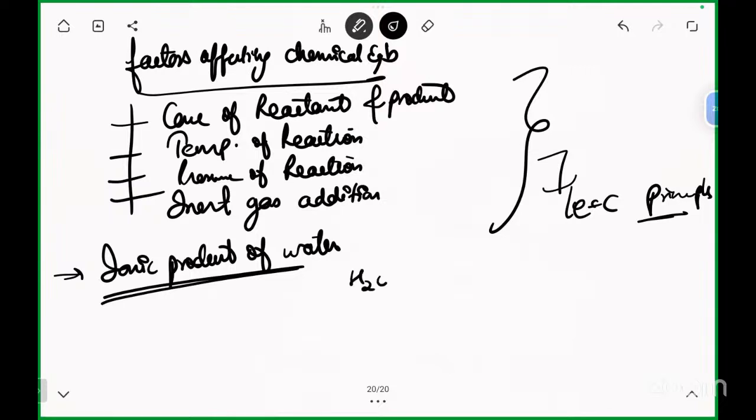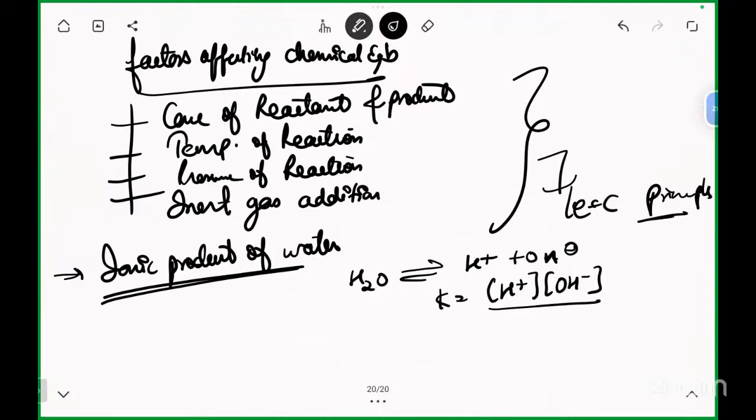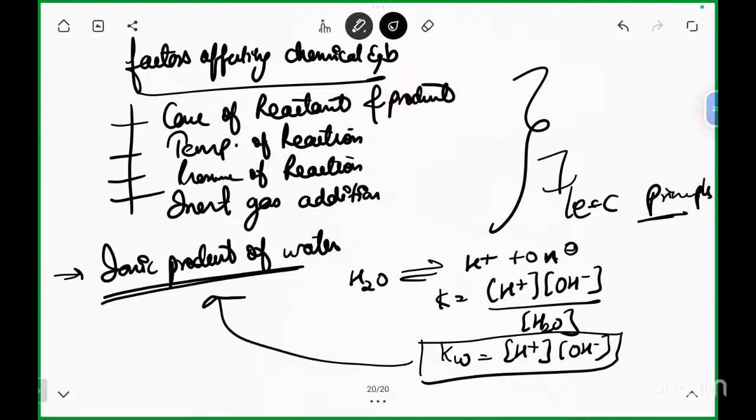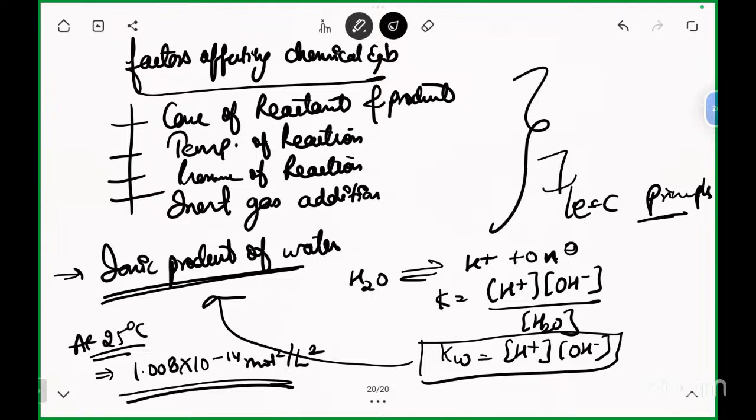If I break H2O, it will dissociate into H positive and OH negative. So if I write the K value, it will be the molar concentration of H positive into the molar concentration of OH negative divided by the molar concentration of H2O. That will be H positive molar concentration into OH negative molar concentration. This is called the ionic product of water. If someone asks what the ionic product of water is at 25 degrees Celsius, it is equal to 1.008 into 10 to the power minus 14 mole square per liter square. This is the value, just remember.